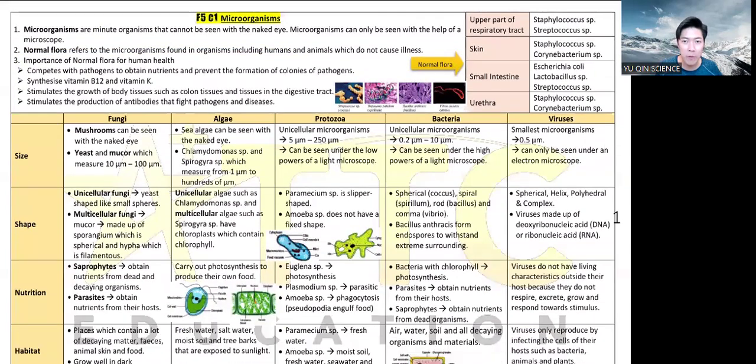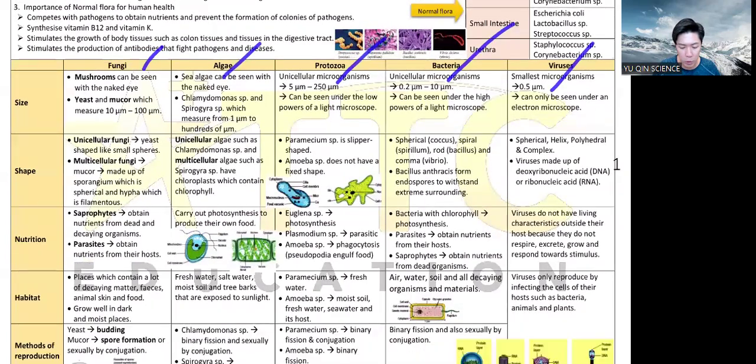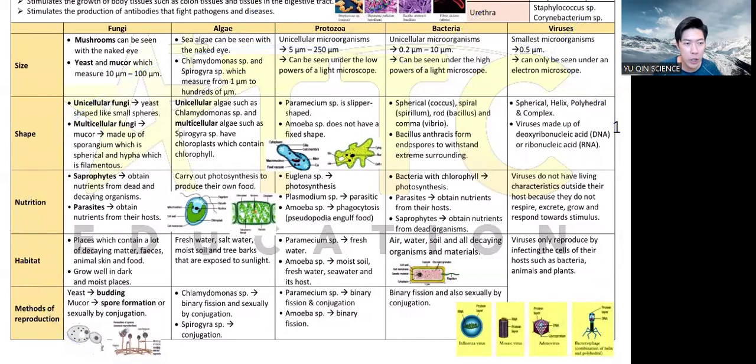And then we have 5 main categories of microorganism. You must know their names, you must know their characteristics. I think generally these 3 will be important: nutrition, habitat, reproduction. Nutrition means what they eat. Each of them has its own different way of eating. But in total, all microorganisms have 3 methods: saprophytes, parasites, photosynthesis. Photosynthesis means they make their own food, right?